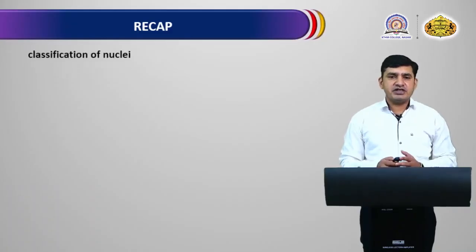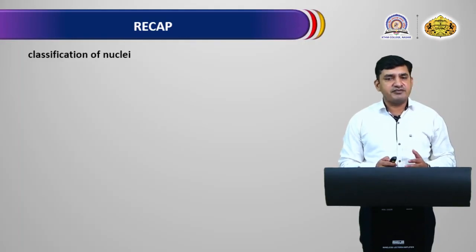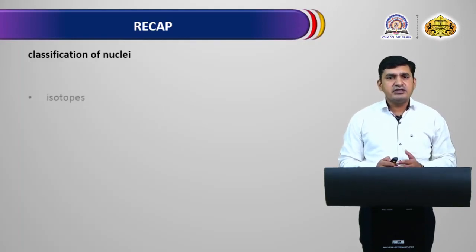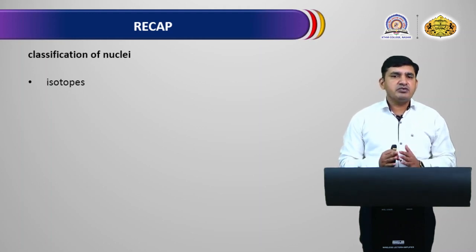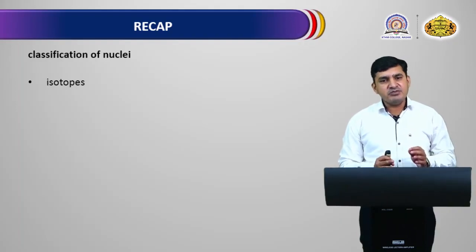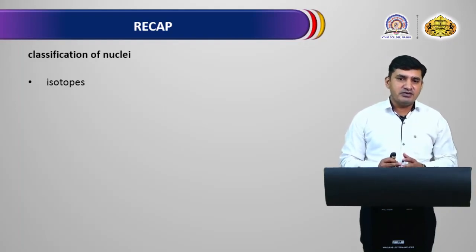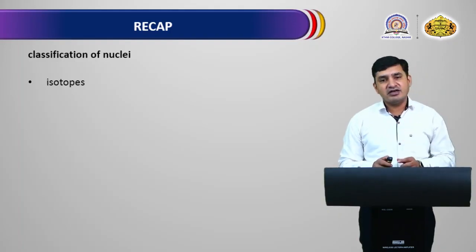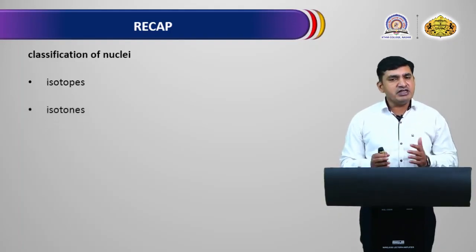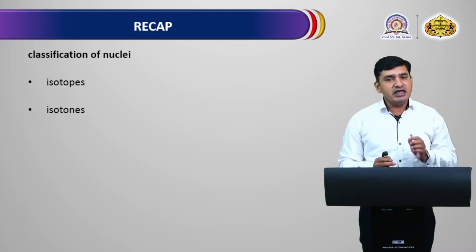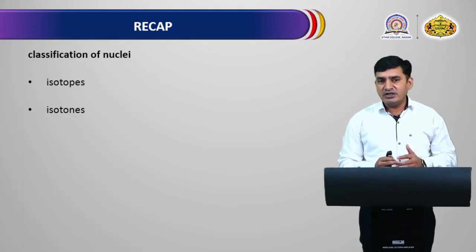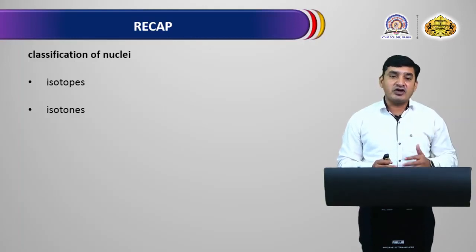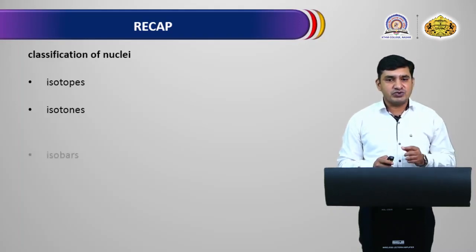Friends, in the previous lecture, we discussed the classification of nuclei. That is, what are isotopes? The elements which have the same atomic number but different mass number are isotopes. Then what are isotones? The elements which have the same neutron number but a different proton number or a different atomic number are known as isotones.